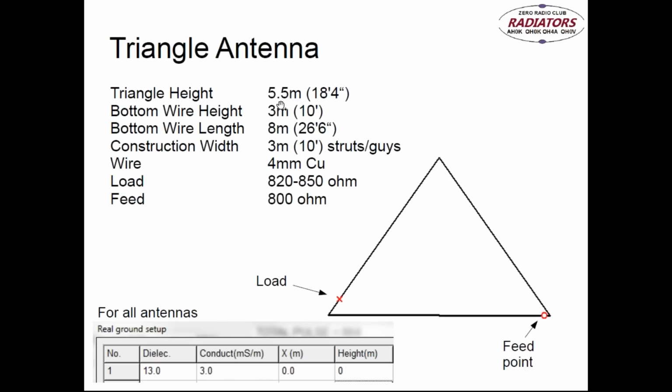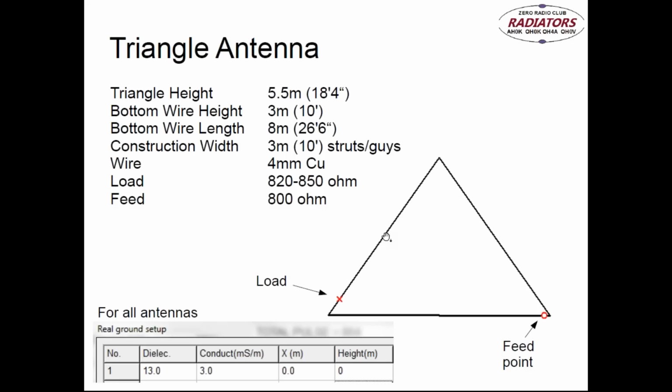So this triangle that we're going to see the numbers for is 5.5 meters tall, like 18 feet 4 in US measures. The bottom wire is going to be up 3 meters, so a decent size deer can walk freely under it, and not the biggest moose. If there's a big moose, it's going to tear this down. But the bottom wire has been modeled at 3 meters height. The bottom wire length is 8 meters, like 26 feet 6 with the US measures. The construction width I estimated to be 3 meters or 10 feet.